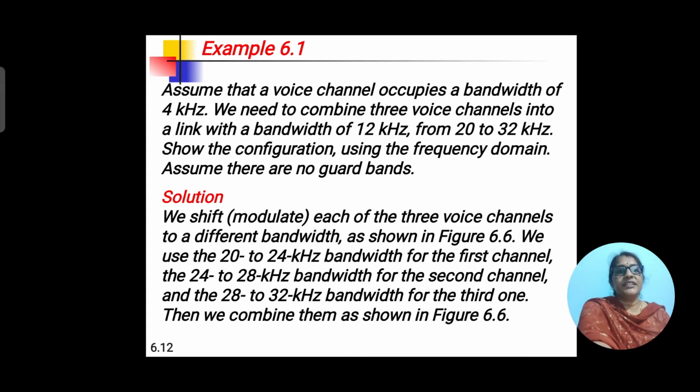We shift, that is modulate, each of the 3 voice channels to a different bandwidth as shown in the figure. We use 20 to 24 kHz bandwidth for the first channel, 24 to 28 kHz for the second channel, and 28 to 32 kHz for the third one. Then we combine them as shown in figure 6.6.